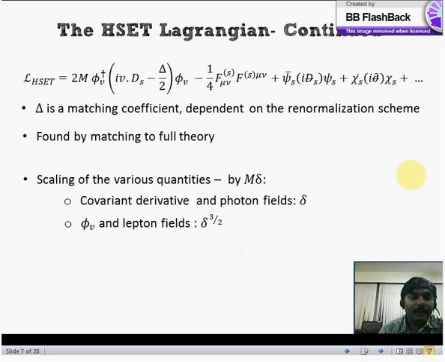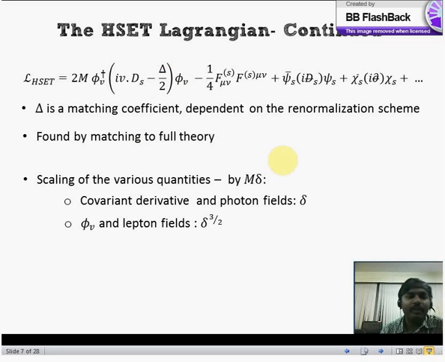And a couple of comments. I repeat the Lagrangian, and it's worthwhile to point out that this factor delta over here is a matching coefficient. We'll have a lot of things to do with the delta later on. So this is dependent on the normalization scheme. We will see how it depends on the normalization scheme later on, and this is found by matching to the full theory. So we'll calculate say a Green's function with respect to the effective field theory. We'll also have a Green's function from the full theory, and then we'll match, and then we'll see what this delta comes out to be.